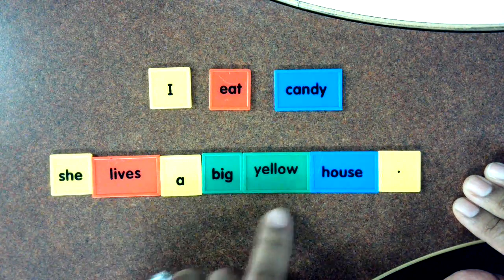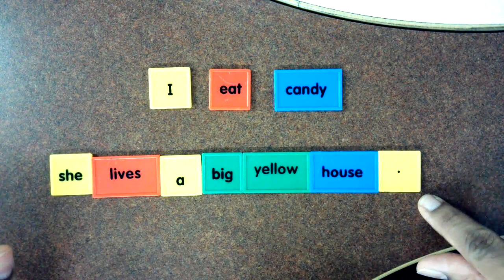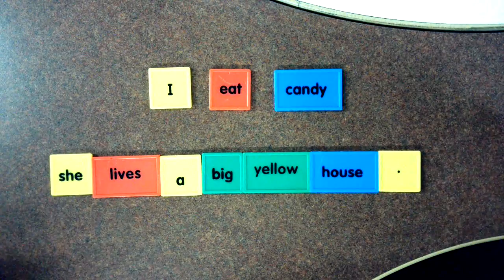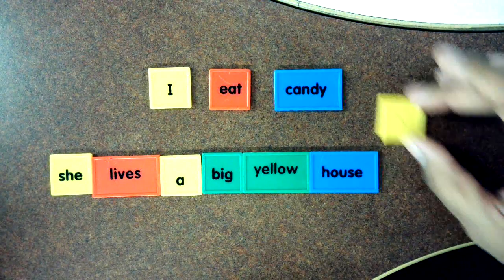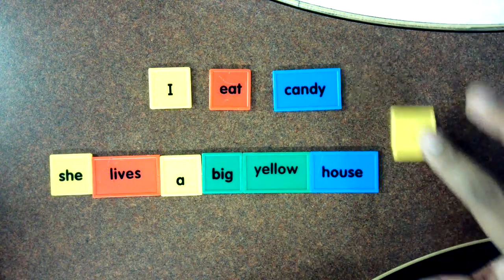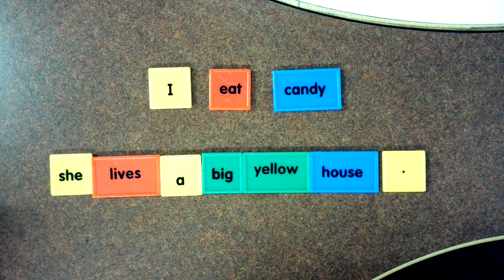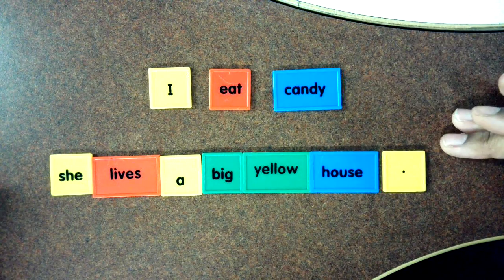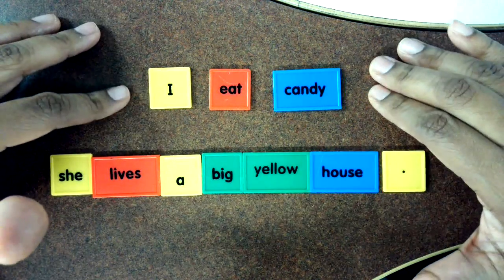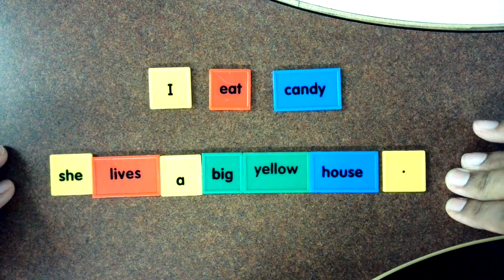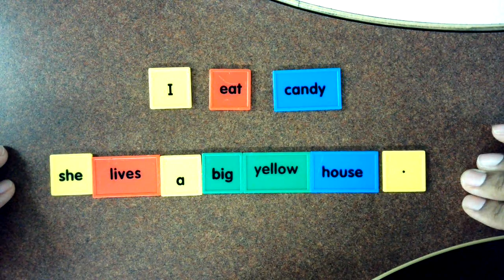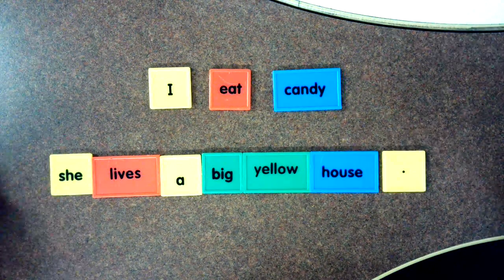She lives in a big yellow house. They have tools here, or tiles here, where you can have a period at the end and you can move the punctuation around, but it also makes sure that your student is able to grow in their sentence structure. They may begin with simple tiles and move to more colorful tiles, which shows that they're able to use descriptive words correctly. Thank you very much.